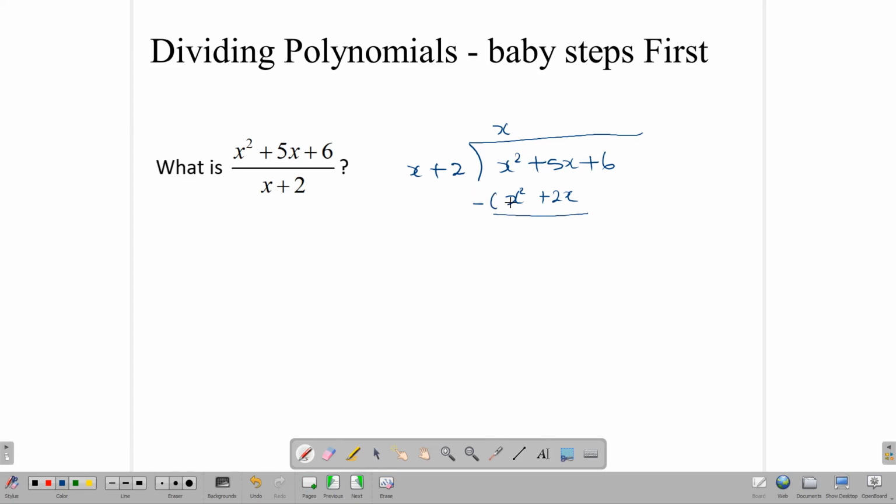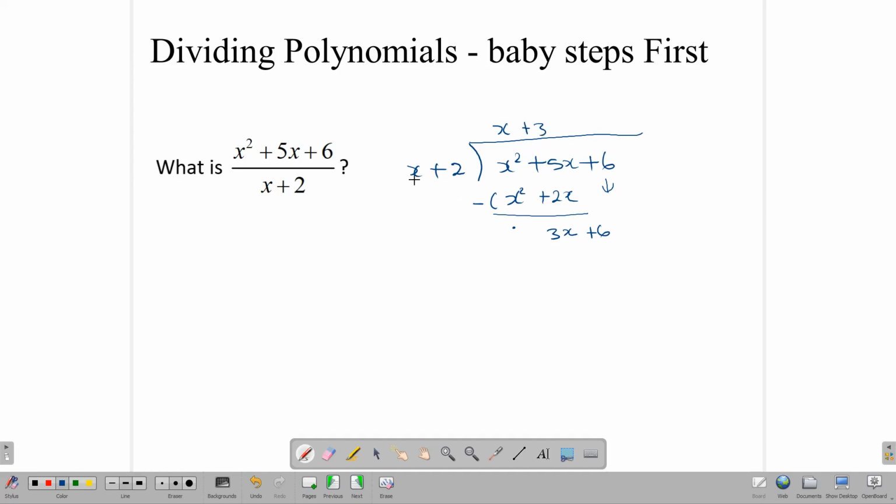So x squared take away x squared, that gives us a 0. And here 5x take away 2x gives us a 3x. And then now we're going to drop down the next number, or next term, that is 6. And then we're going to divide using the same process again. So x into 3x here would give us 3.